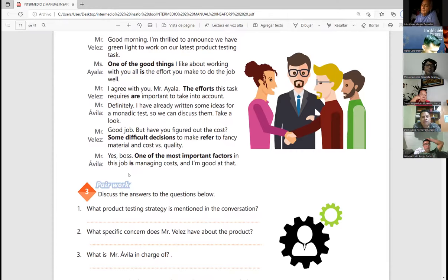Something very important to mention here is the use of agree. I agree. As you can notice, I agree with you. We say I agree or I disagree. You don't say I am agree. We don't use the verb to be. We say I agree or I disagree. In question form: do you agree or do you disagree? You don't say are you agree. You say do you agree or do you disagree? Remember, we don't say I am agree. We say I agree or I disagree.